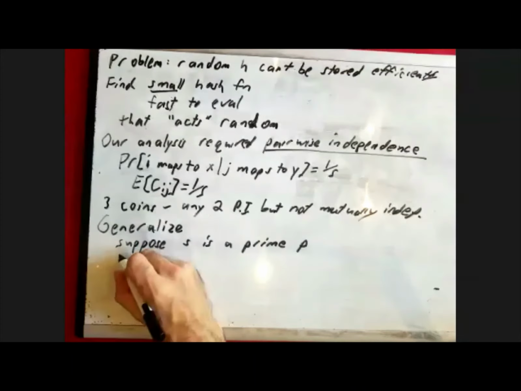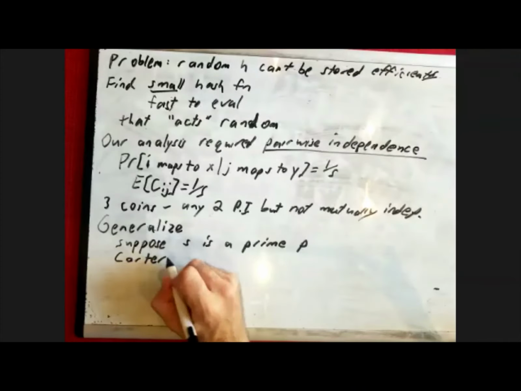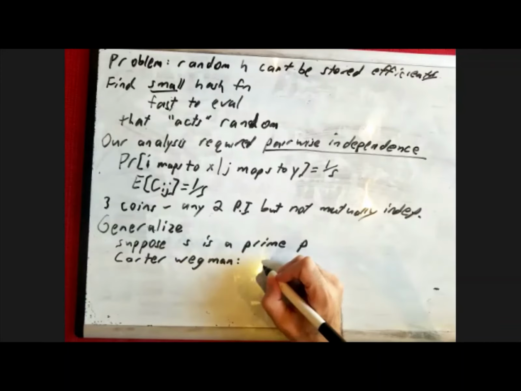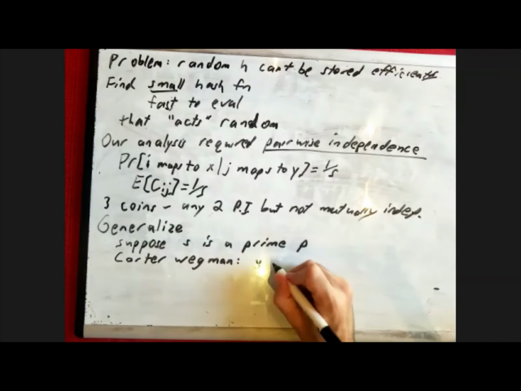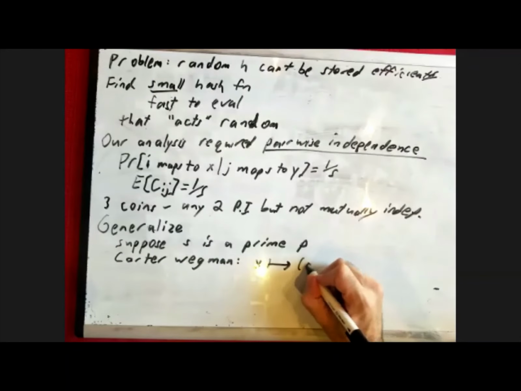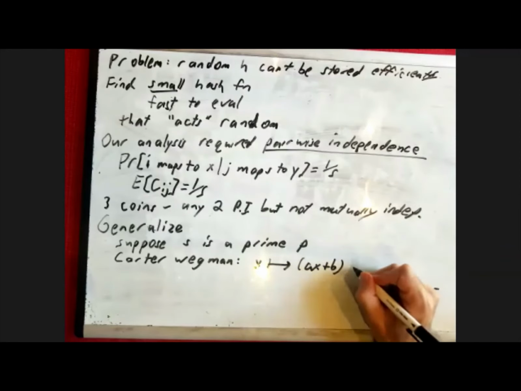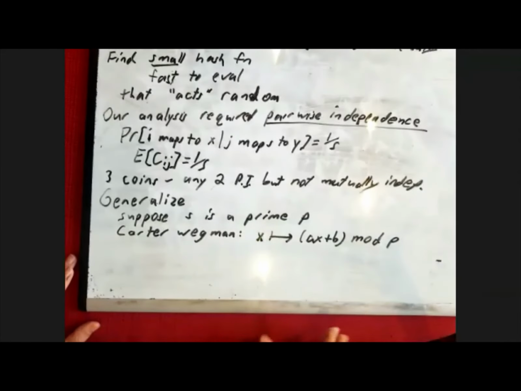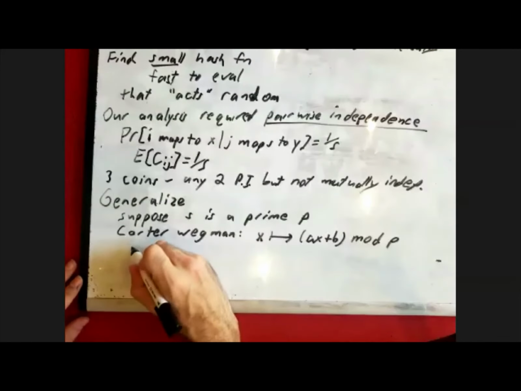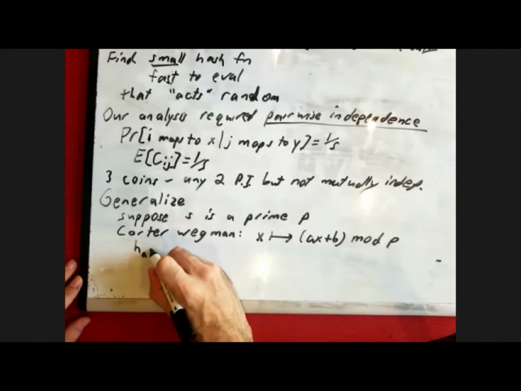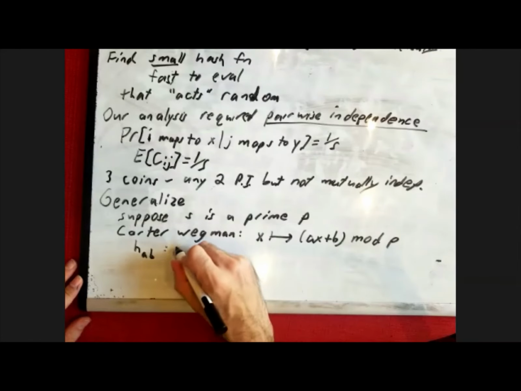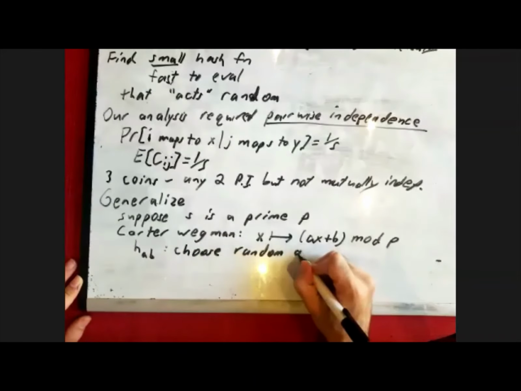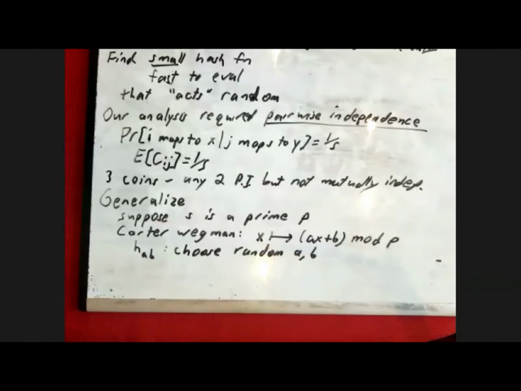What I'm going to show you is the Carter-Wegman trick for hashing, which is to map a particular value X into the value AX plus B mod P. And what I'm going to do is define my function H sub AB where I choose a random A and B.